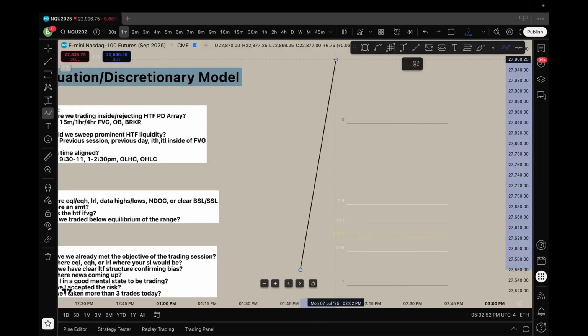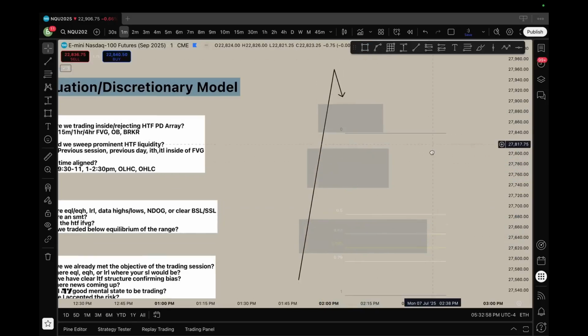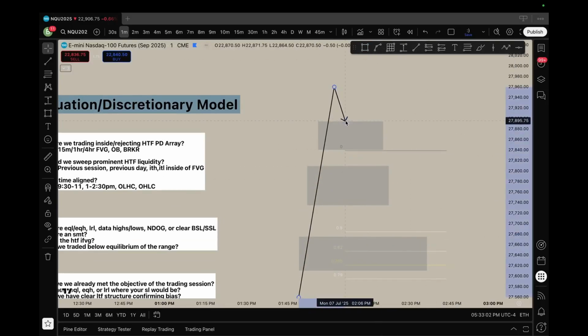Where we have a really, really strong impulse leg, and then we have multiple fair value gaps here, right? We have 5 minute here, 5 minute here, 5 minute here. I will very rarely take the first inversion off of this premium 5 minute. Actually, I will really never do that because of how premium it is.